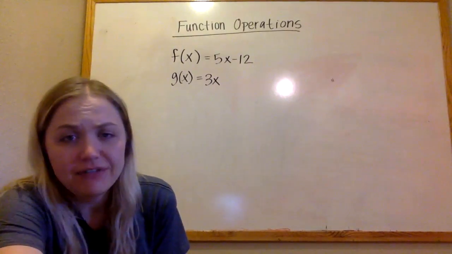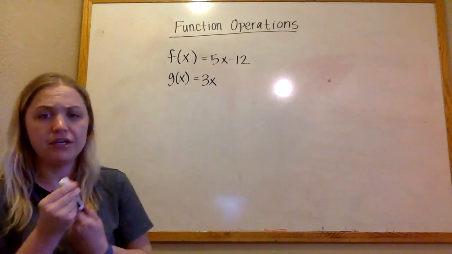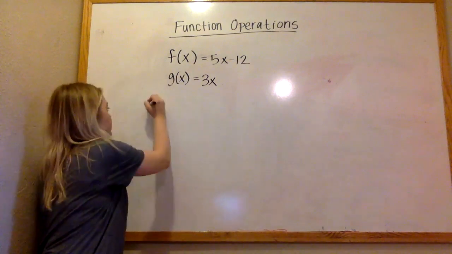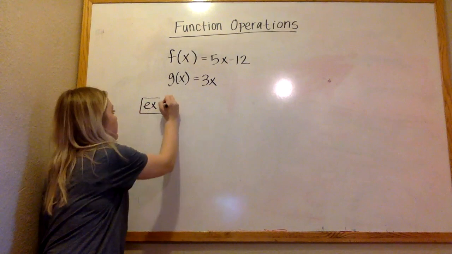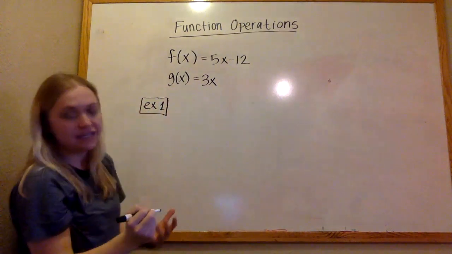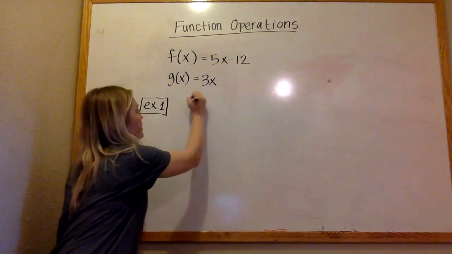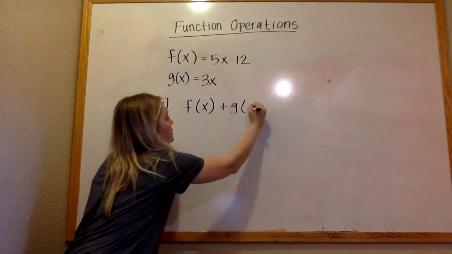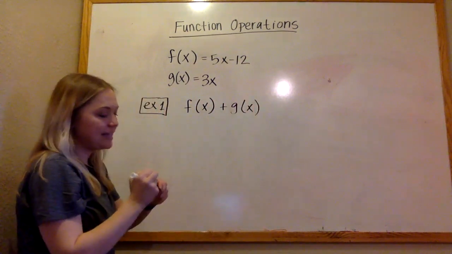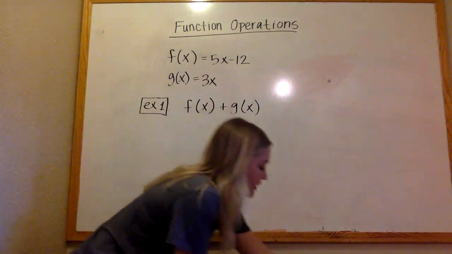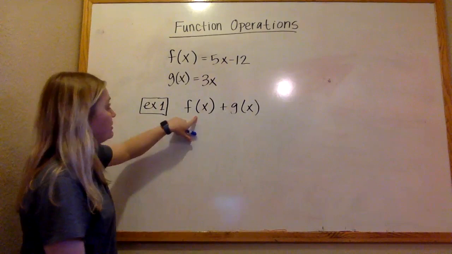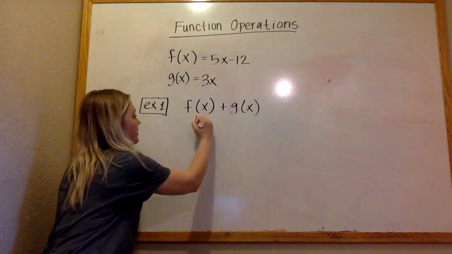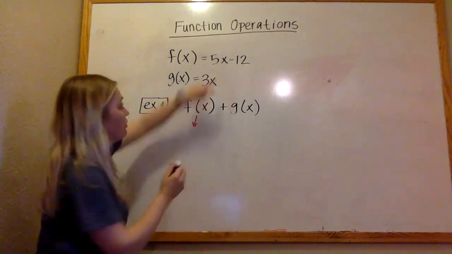All right, so after you wrote down your two functions, I want you to write down example 1. So for example 1, we are going to do a mathematical operation with f of x and g of x. So I am going to write down f of x plus g of x. Now, this is actually going to be really simple because wherever there's an f of x, I'm just going to replace it with 5x minus 12.